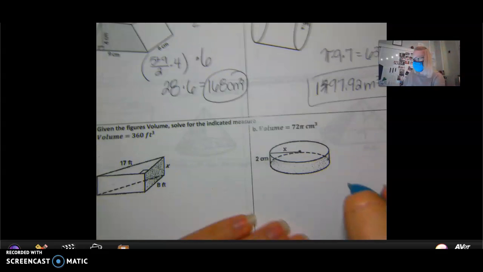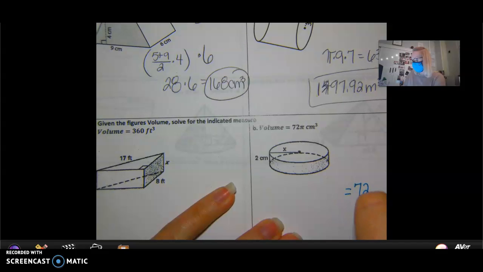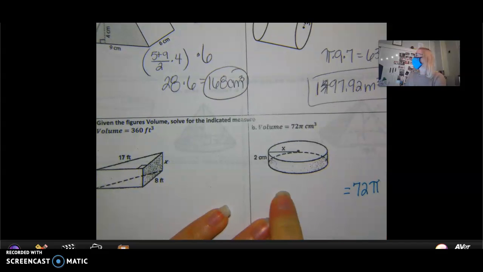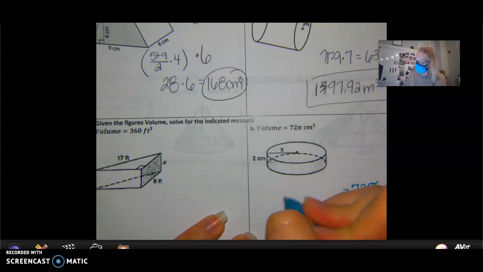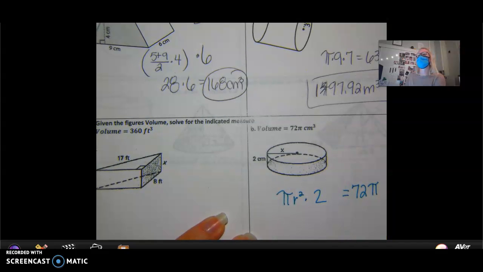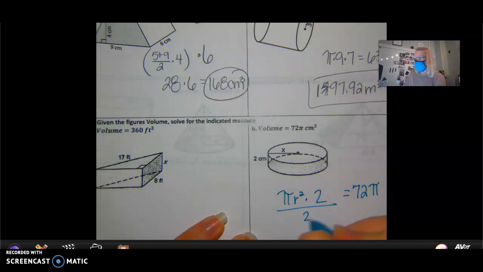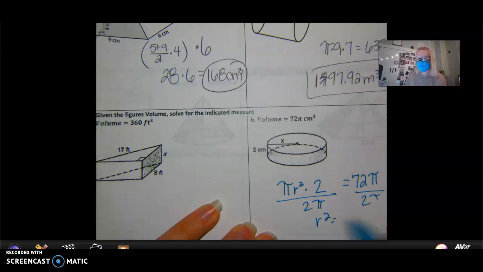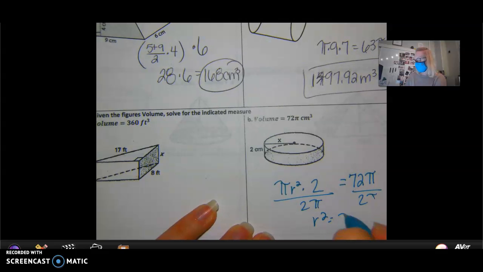I know that the volume is equal to 72 pi. What do I not know in this problem? The radius. But we know that pi times r squared times 2 should equal that. Is that correct? So I could divide by 2 pi, and I get r squared equals how much? 36. The pi's cancel, right? And 72 divided by 2 is 36. How do I get r squared down to just an r?